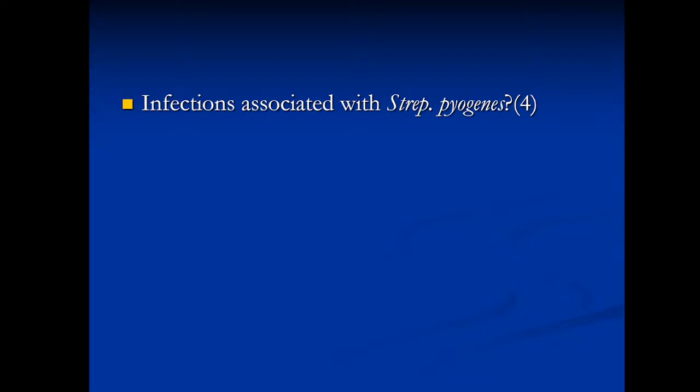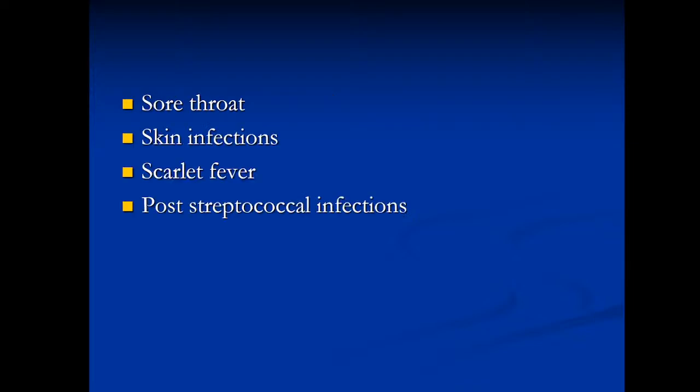All right. So, what are the infections associated with Streptococcus pyogenes, which is Group A Streptococcus, by the way, the Lancefield, not the other one, the Group B. Basically, the infections are as follows: sore throat, skin infection, scarlet fever, and post-streptococcal infections. When I say post-streptococcal infection, this is what you call sequela.